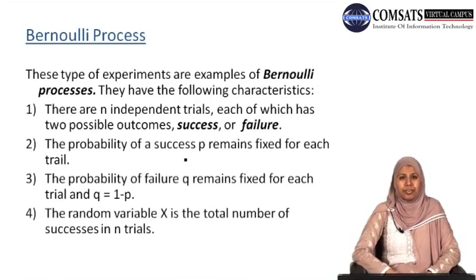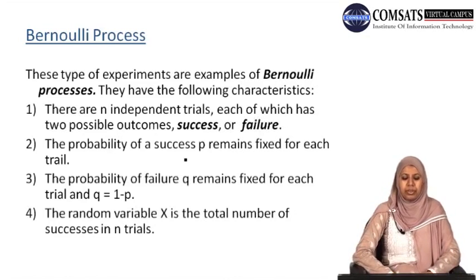Similarly, the probability of failure, which we denote by small q, is also fixed for each trial. Since the two outcomes are mutually exclusive, the sum of the probabilities of both outcomes will be 1. So the probability of failure will be nothing but 1 minus the probability of success. The random variable x is the total number of successes in n trials.